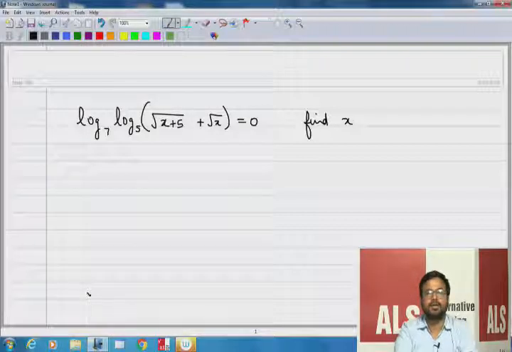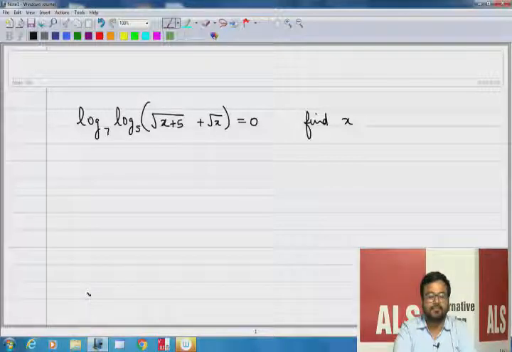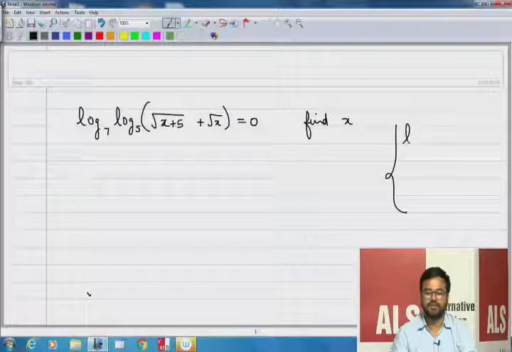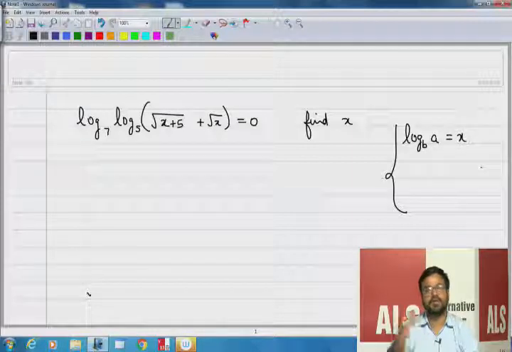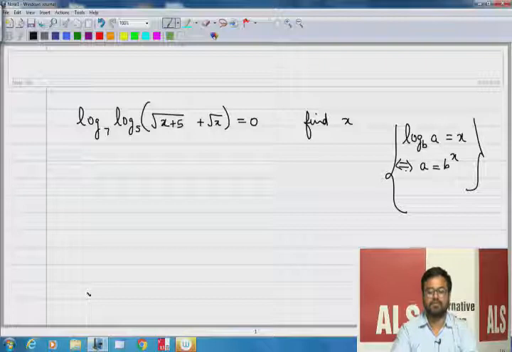So try to eliminate the log from the left hand side and try to figure out the equation, and you can take help of this one. Let me give you the hint. Whenever it is log of a to the base b is equal to x, this logarithmic equation can be written in exponential form: a is equal to b power x. So using this property, try to find the value for x.